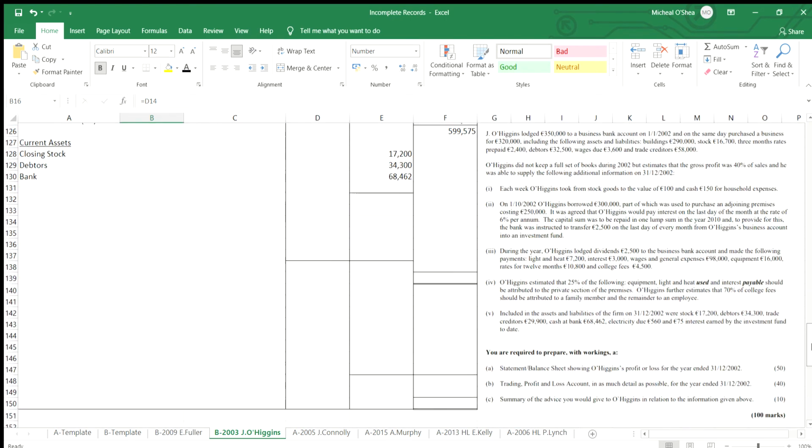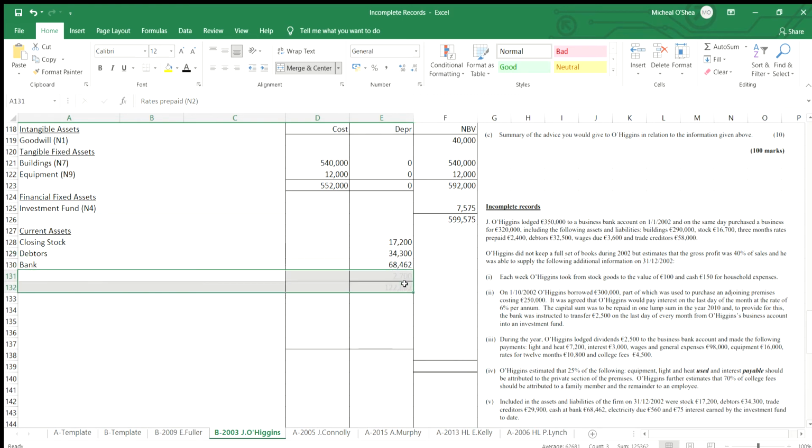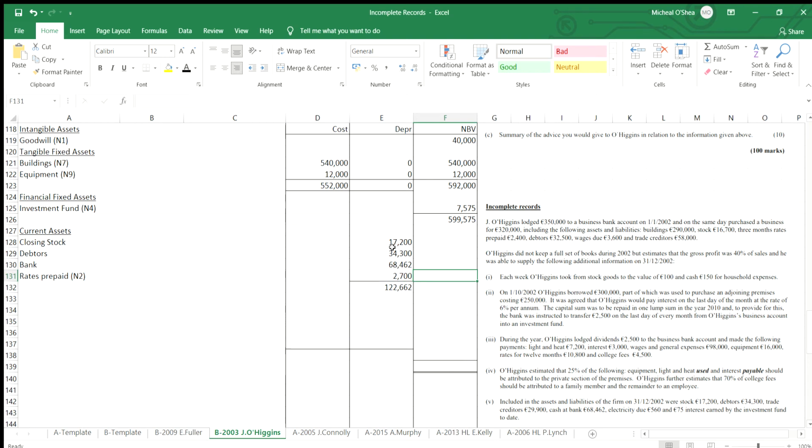So let's go back to my balance sheet. Under current assets here I have a fourth one, and it's 2,700. If I add up my 4 current assets, it gives me 122,662. That's the total amount I have in my current assets.